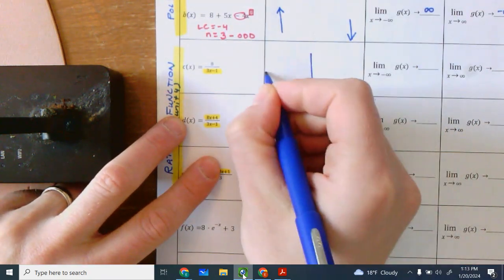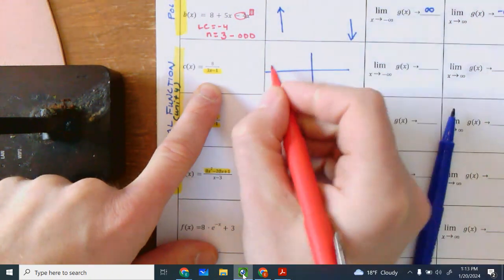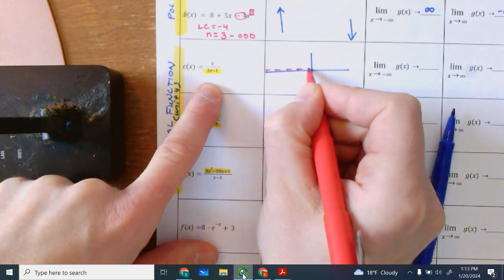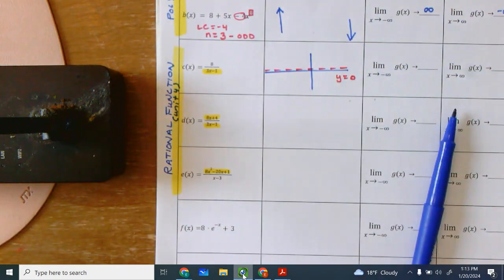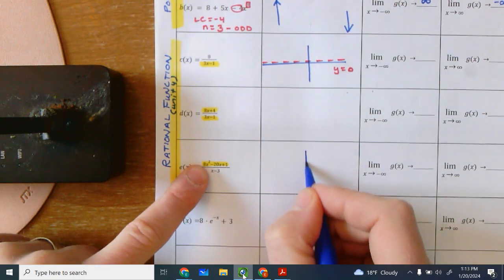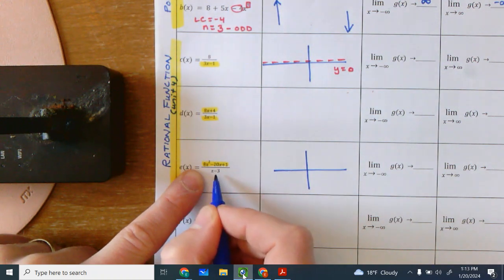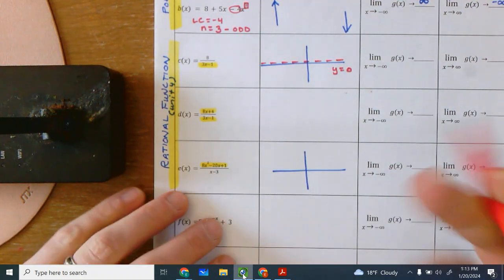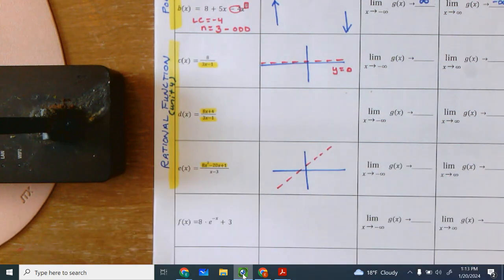For C of x, since the degree is bigger on the bottom, that tells us that there is going to be an end behavior asymptote at y equals 0. For E of x, because the degree is bigger on top by 1, right? The degree up here is 2, the degree down here is 1. That tells us that we're going to have a slanting asymptote.